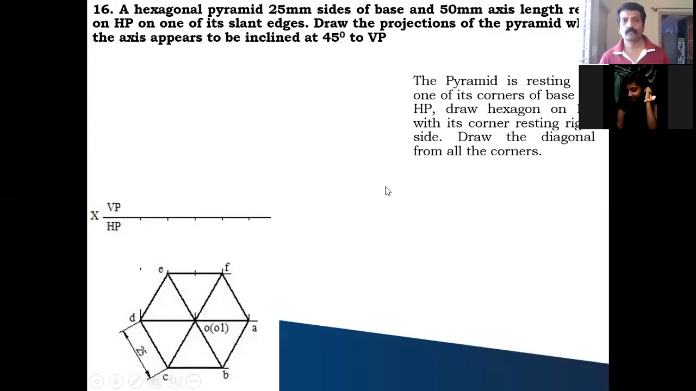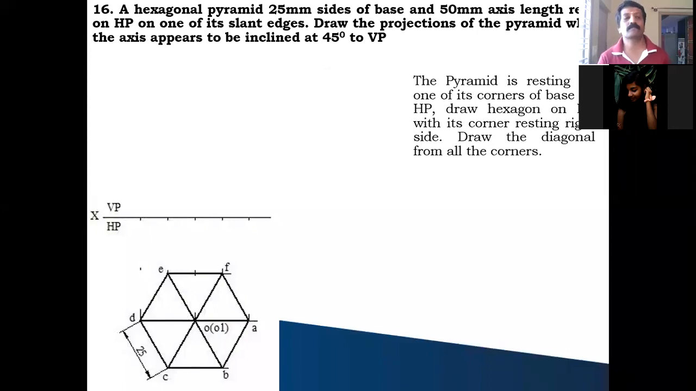Good morning, everyone. So today, two more examples we'll discuss. That is a hexagonal pyramid resting on a slant edge, one of its slant edges, and a hexagonal pyramid resting on one of its slant triangular faces. And two examples of cone we'll discuss. That completes the entire orthographic projections of the pyramids. Okay. Next week onwards, we'll start the prism.